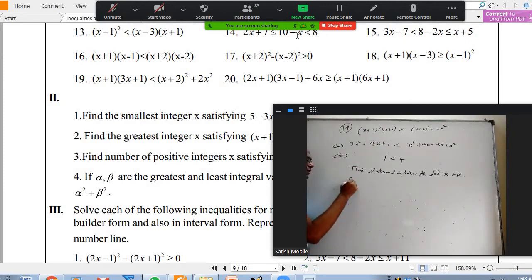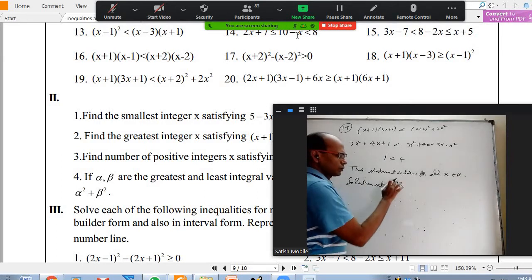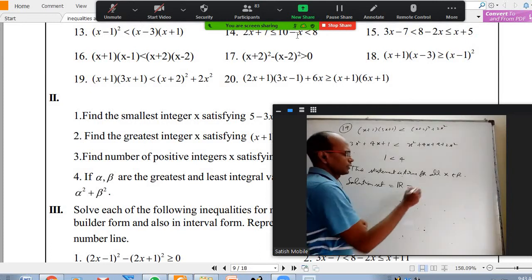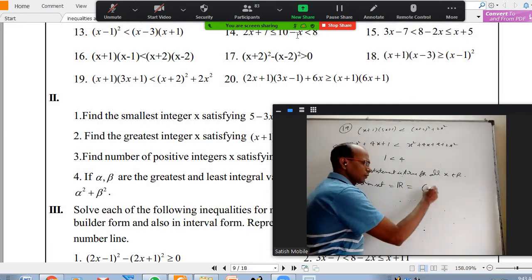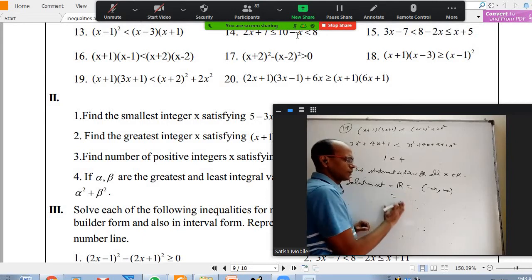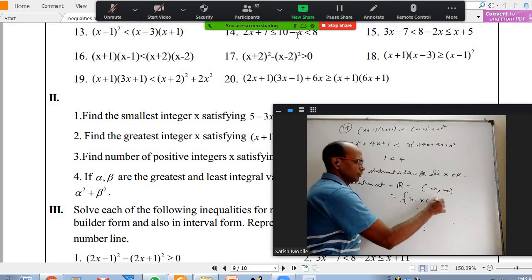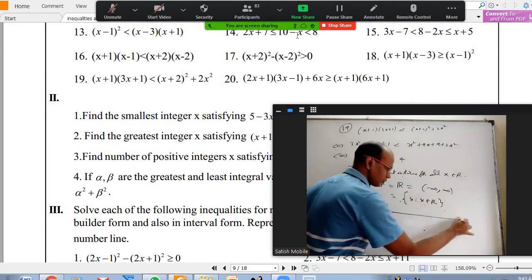So the solution set, you can write R like this. This is R only. We'll write one extra line. That is a particular font in English, which is useful for sets of these things. And then we can also write minus infinity to infinity. If you want to write in set builder form, you can write x such that x is a real number. If you want number line, the full number line.